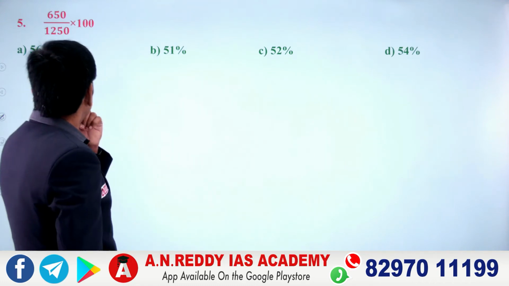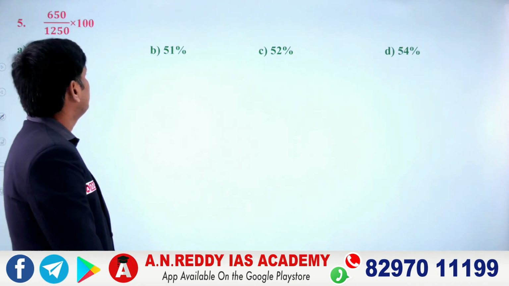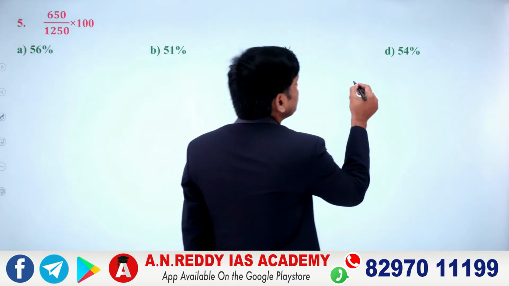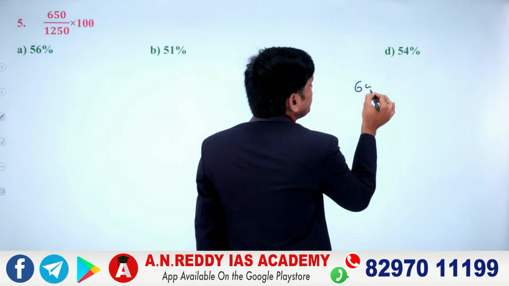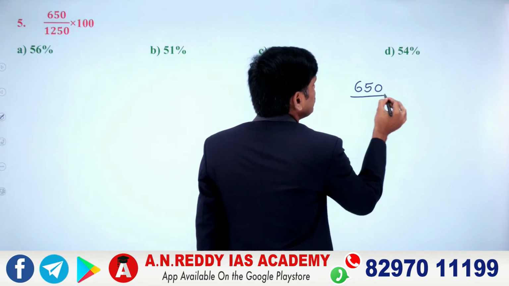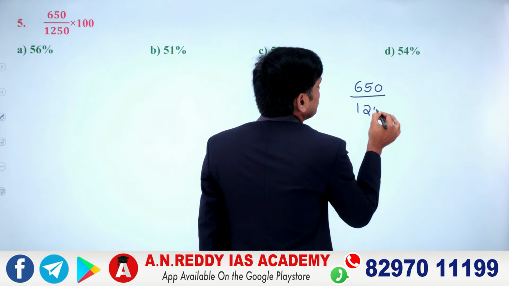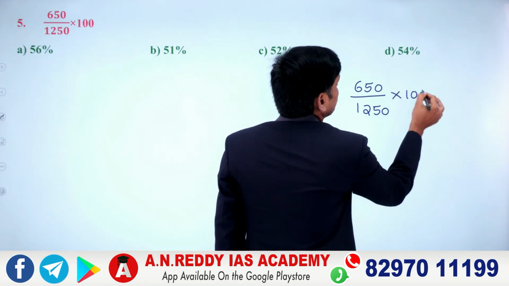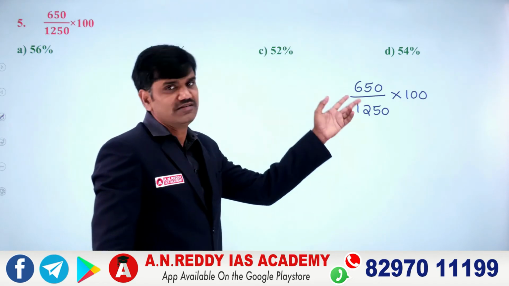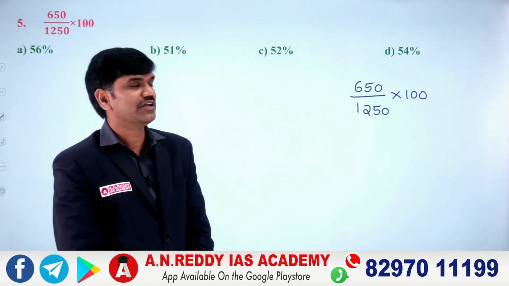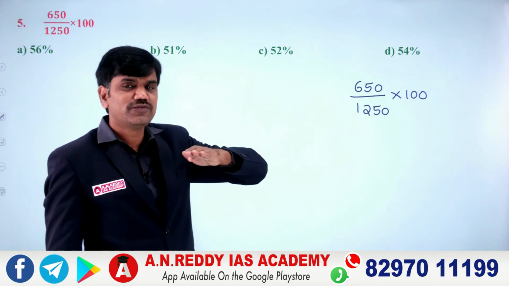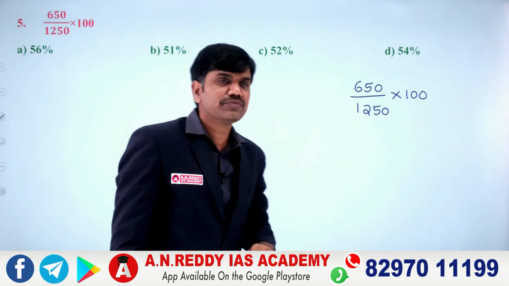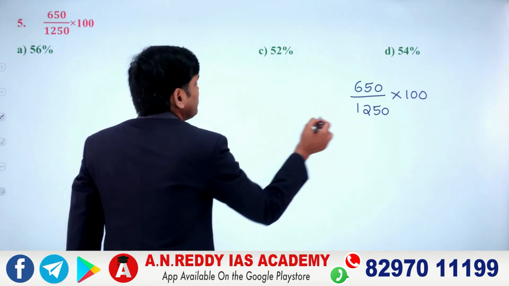Next, 650 by 1250 into 100. Okay, no problem. 650 is not so near to 1250, so I would go in reverse order if it were nearer, but I will not go for reverse order over here because it is not so near. So I will go to 50% and check if it is more than 50% or less than 50%. So I will check what is 50% of this first.